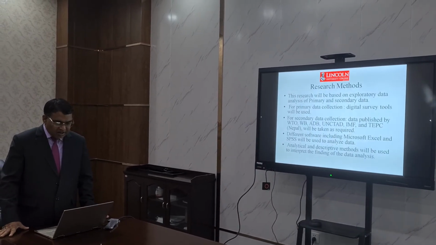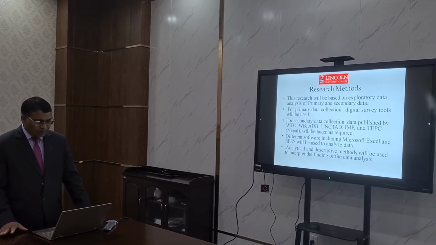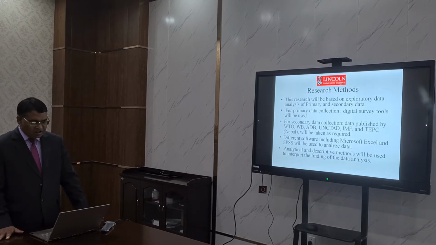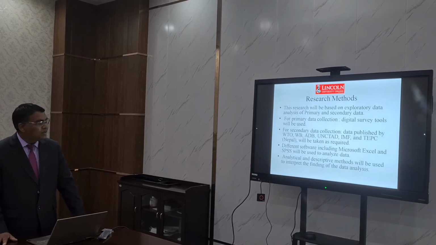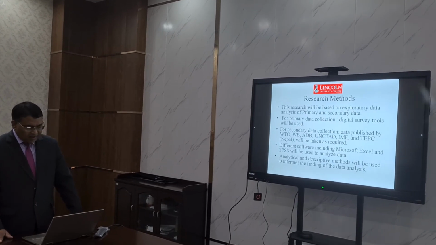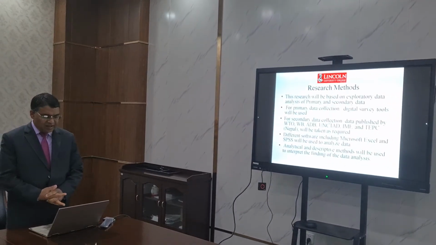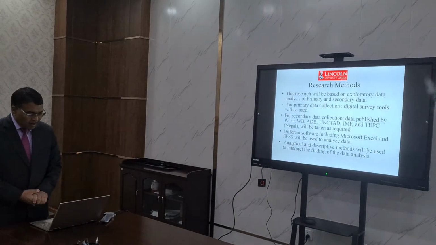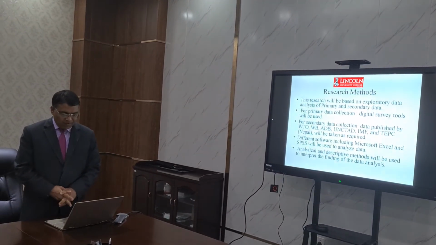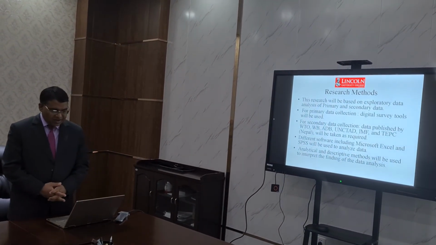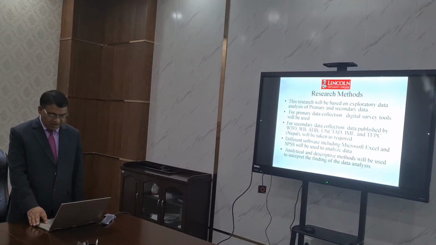And for secondary data collection, data published by international organizations such as WTO, World Bank, Asian Development Bank, UNCTAD, IMF, and the Trade and Export Promotion Center (TEPC) of Nepal will be taken as required. Different software, including Microsoft Excel and SPSS, will be used to analyze data. Data analysis is very important. For that, software such as SPSS or Microsoft Excel will be used. An analytical and descriptive method will be used to interpret the findings of the data analysis.